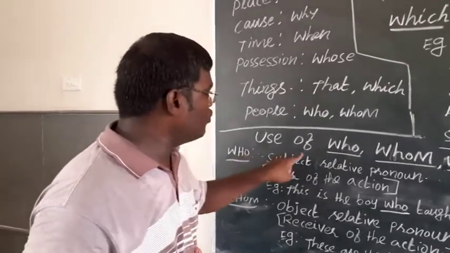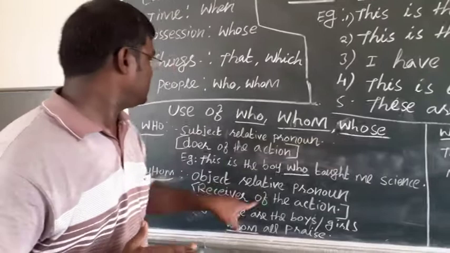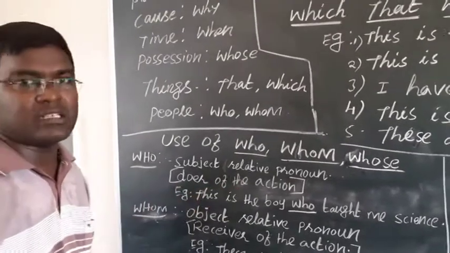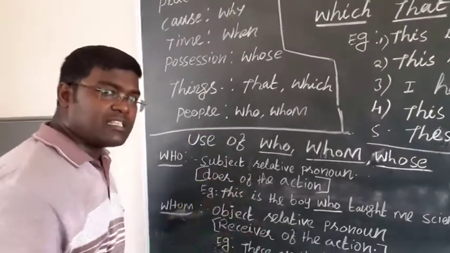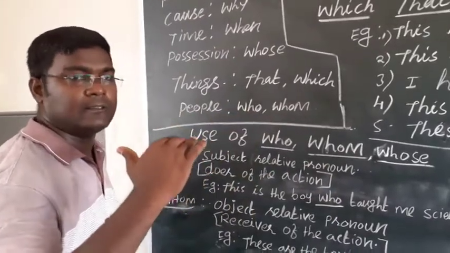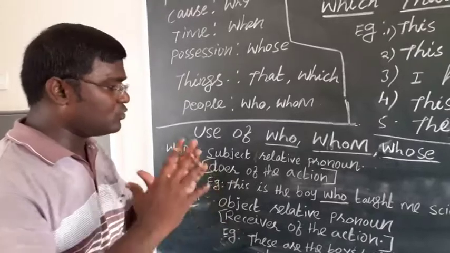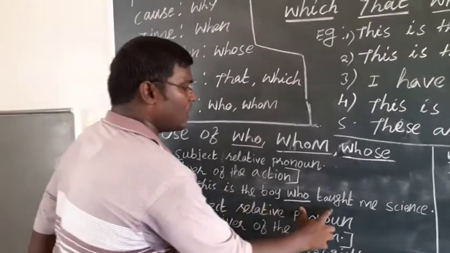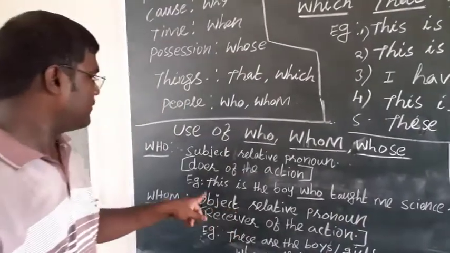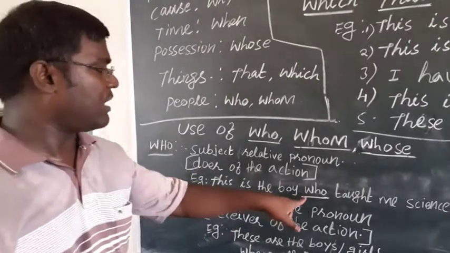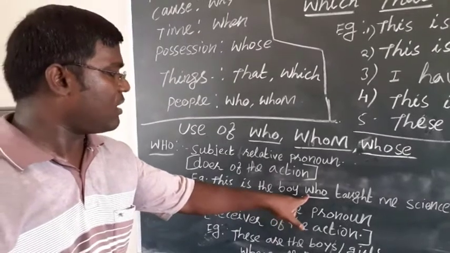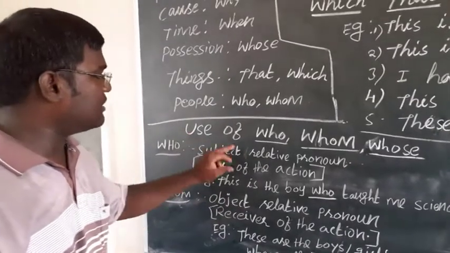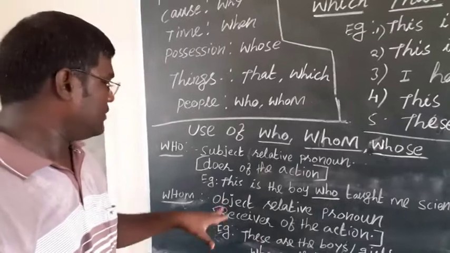Now, let us take one by one the words that are used as conjunctive or relative pronouns. For example, the use of who, whom, whose. Who is a subjective relative pronoun, the doer of the action. It indicates what the doer is doing, it shows the action done by the person. Example: this is the boy who taught me science. Who is the doer of the action? The boy. So it refers to the action done by the boy. That is called a subjective relative pronoun, doer of the action.